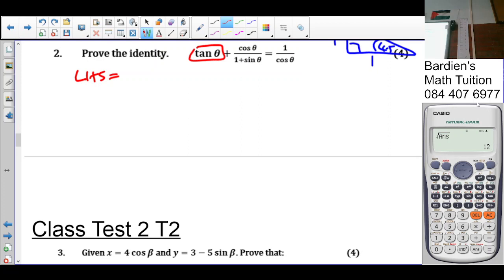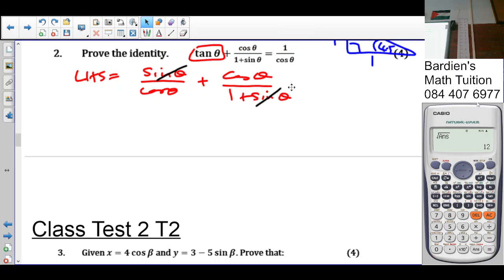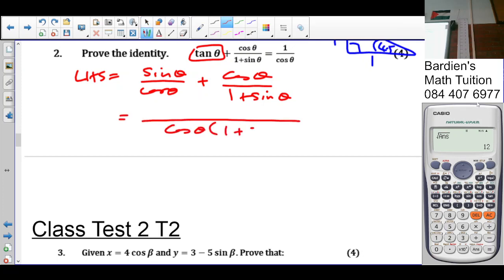Tan can be written as sine theta over cos theta, plus cos theta over 1 plus sine theta. People, what's the LCM? I've seen people cancel that sine. How can you cancel that? What's your LCM? Cos theta into 1 plus sine theta. So what must the first term be multiplied by? 1 plus sine theta. So it's sine theta into 1 plus sine theta, plus, this must multiply by cos theta, so it's cos theta times cos theta.